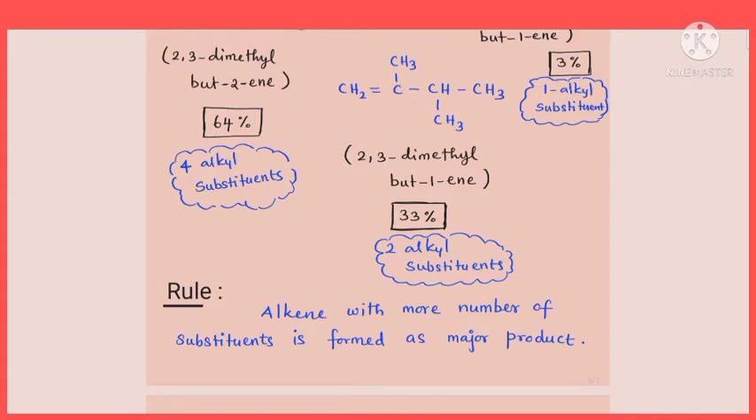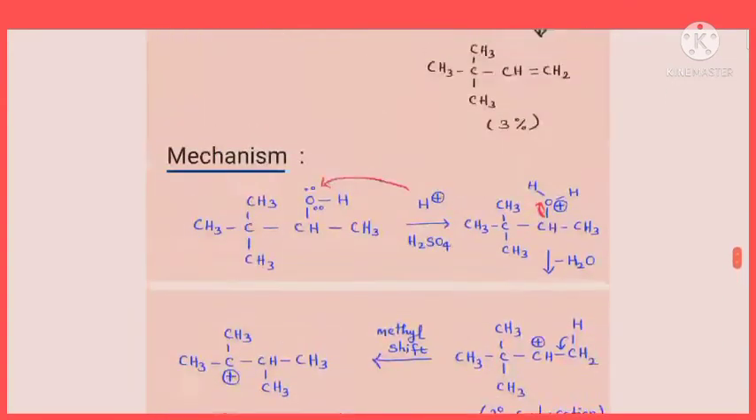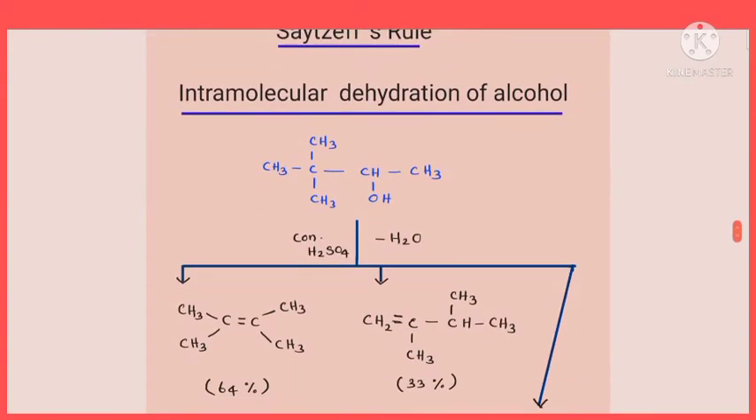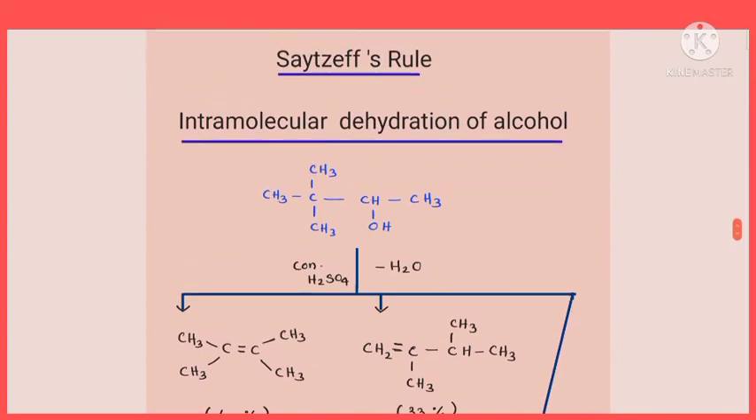Now we are going to discuss this rule with an example. The example we are using here is 3,3 dimethyl butan-2-ol, or 3,3 dimethyl 2-butanol.